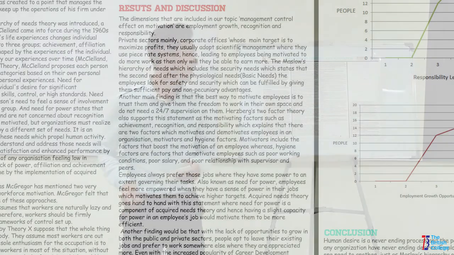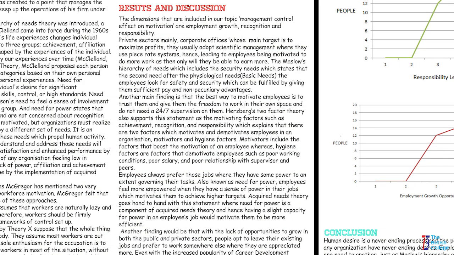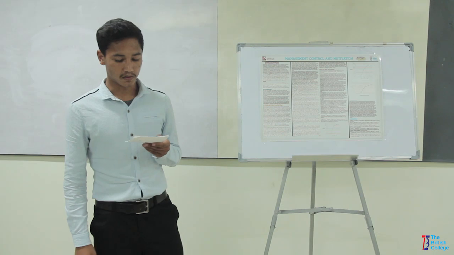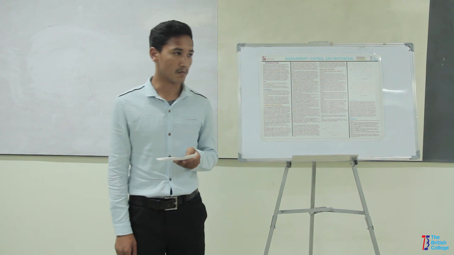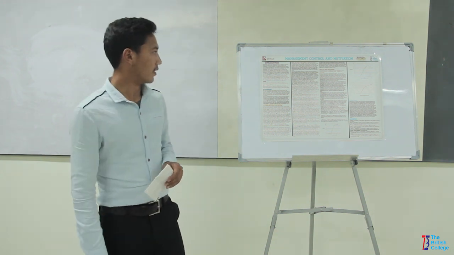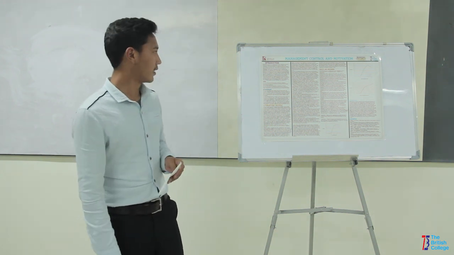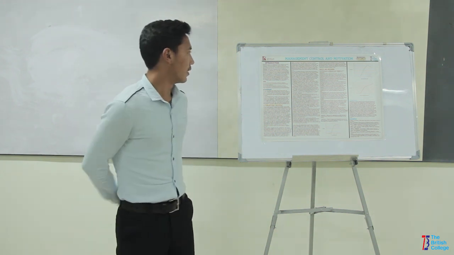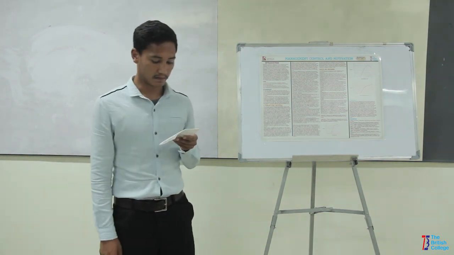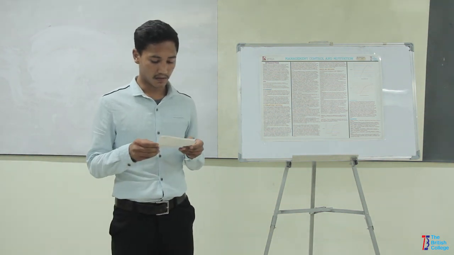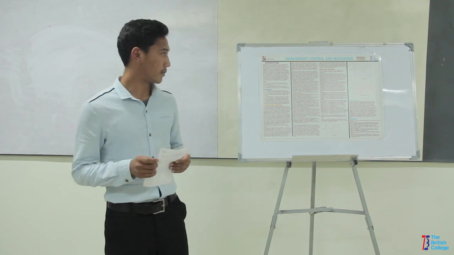Results and discussion. The dimension of management control, effect on motivation or employee growth, recognition and responsibility. We use four different theories to explain our management control effect on motivation. They are scientific management theory, equity theory, Herzberg theory, theory X and Y, and then Maslow theory.